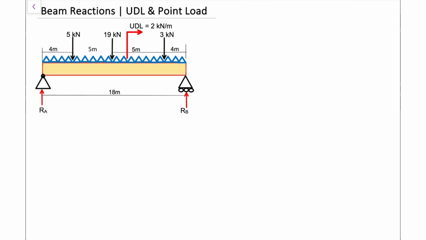So here we have the UDL that is spread across the entire beam, and we also have 3 additional point loads, and we're going to take the moment about RA. So we're going to pivot about this point right there, highlighted in red. And the system I like to use is to say clockwise moment is equal to counterclockwise moment.